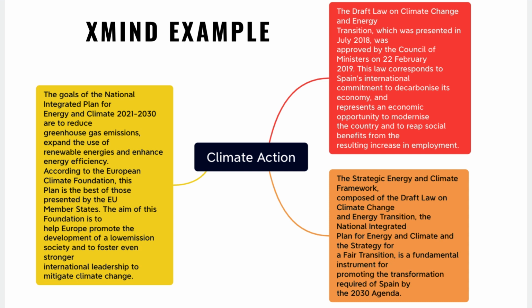And then finally, the Strategic Energy and Climate Framework, composed of the draft law on climate change and energy transition, the National Integrated Plan for Energy and Climate, and the Strategy for a Fair Transition, is a fundamental instrument promoting the transformation required of Spain by the 2030 Agenda.